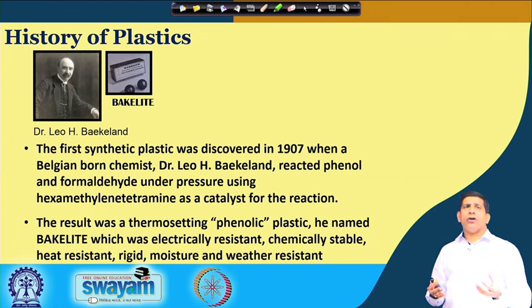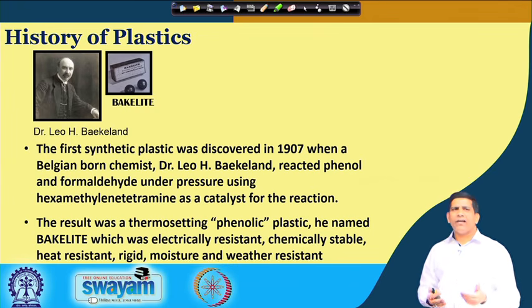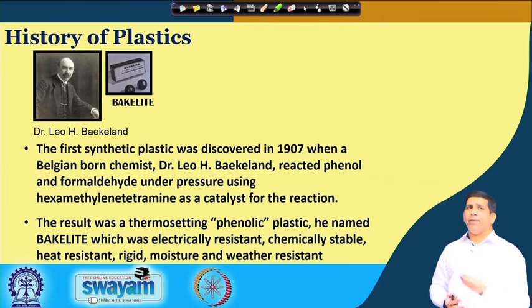So, he took those two compounds and put them under pressure using hexamethylene tetraamine as a catalyst. I am pretty sure you know what a catalyst is. A catalyst is something which helps in enhancing the reaction. So, he used it as a catalyst for the reaction under pressure, and the result was a thermosetting phenolic plastic, and he named it Bakelite, which was electrically resistant, chemically stable, heat resistant, rigid, moisture and weather resistant.